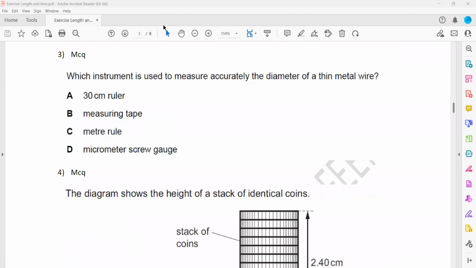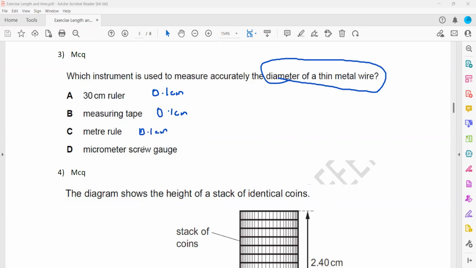Then which instrument is used to measure accurately the diameter of a very thin wire? So a 30 centimeter ruler, the smallest value it can measure is 0.1 centimeter. A measuring tape measures several meters, but the smallest value is 0.1. A meter rule, 1 meter maximum, the smallest value is 0.1. But a micrometer is 0.01 millimeter. So micrometer is the most accurate instrument. That's why we prefer to use a micrometer for a very small value.